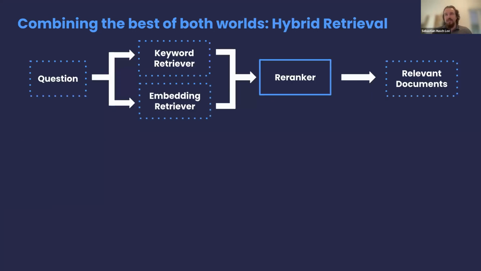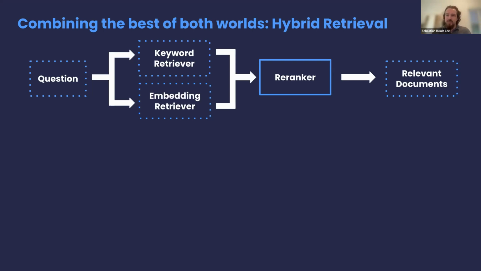Now, the thing that I'm really excited about here is how we can combine the best of both worlds. Again, this is what we like to call hybrid retrieval. This is where we try to combine both keyword and embedding search together, and then combine the results from these two different streams to get a better set of relevant documents.